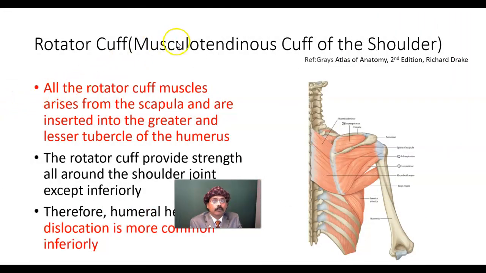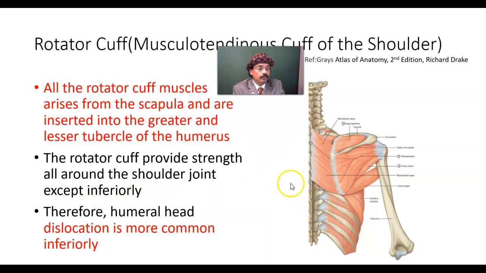The rotator cuff muscles all arise from the scapula and are inserted to the greater and lesser tubercles of the humerus. So all of them take origin from the scapula and insert into the tubercles of the humerus. The rotator cuff provides strength all around the shoulder joint except inferiorly.